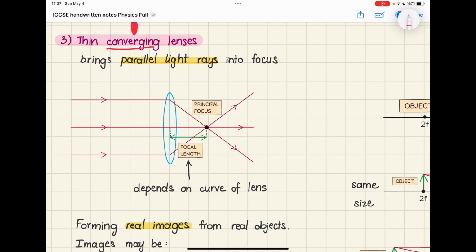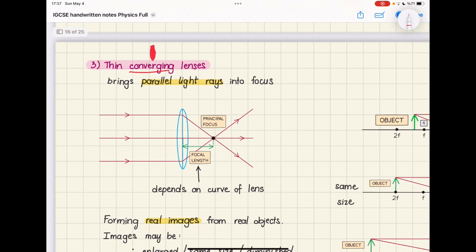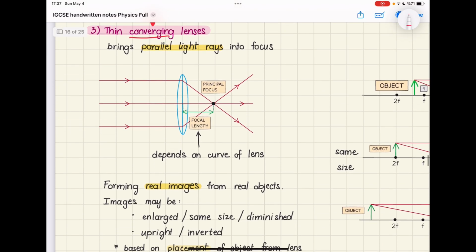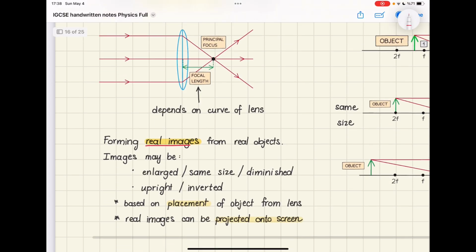The focus is halfway between the center and that side of the lens. It depends on the curve of the lens. So if I have a more curved one, will it be more in or more out? The more I curve it, the more in it will go. It is forming real images from real objects.